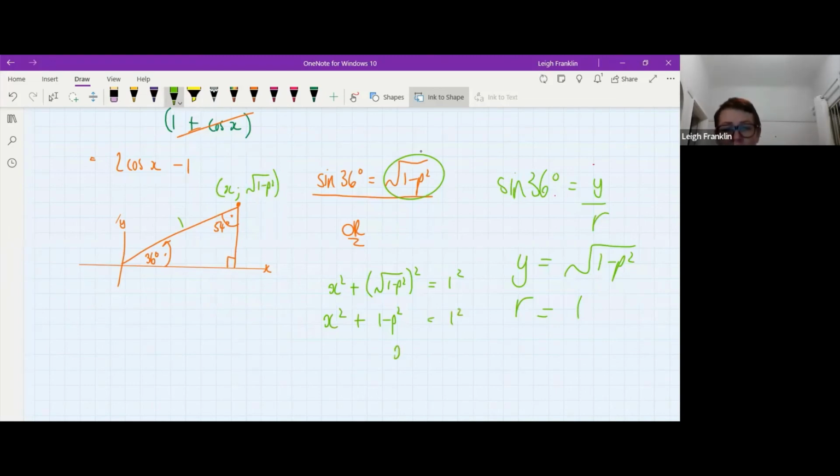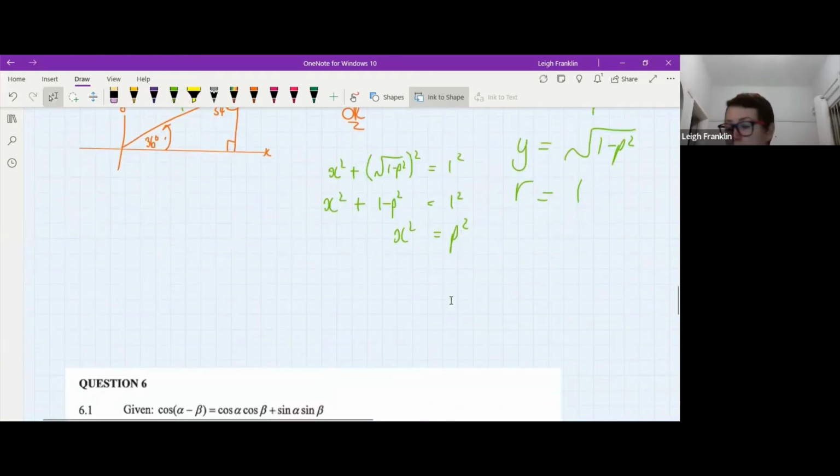So that means that x squared would be equal to p squared. And because we are working in quadrant number 1, x would be equal to positive p. Sorry, guys, the board keeps doing that. Technology is great when it works. So x would be equal to p in this case. So those are our two alternatives.